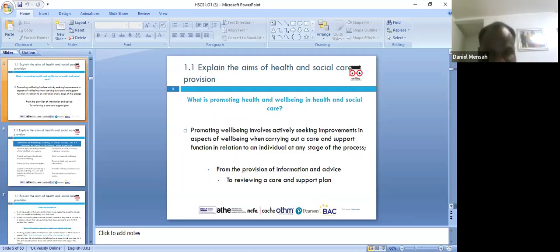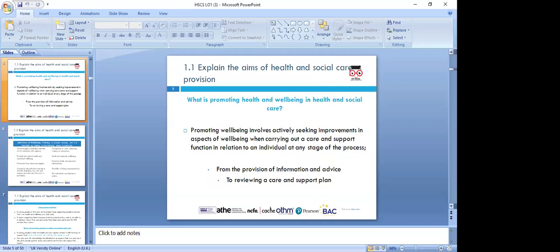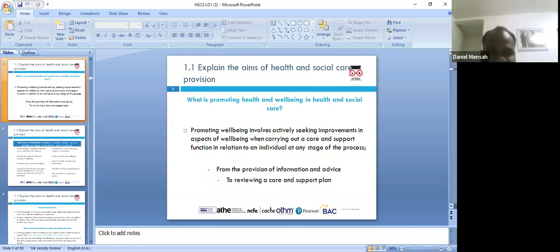Okay. It also has a component of promoting well-being, because well-being is all we seek to do when it comes to care. So promoting well-being involves actively seeking improvement in aspects of well-being when carrying out care and support, a function in relation to an individual at any stage or process, from the provision of information and advice to reviewing a care and support plan. Well-being should be the component in your day-to-day activity as a carer.